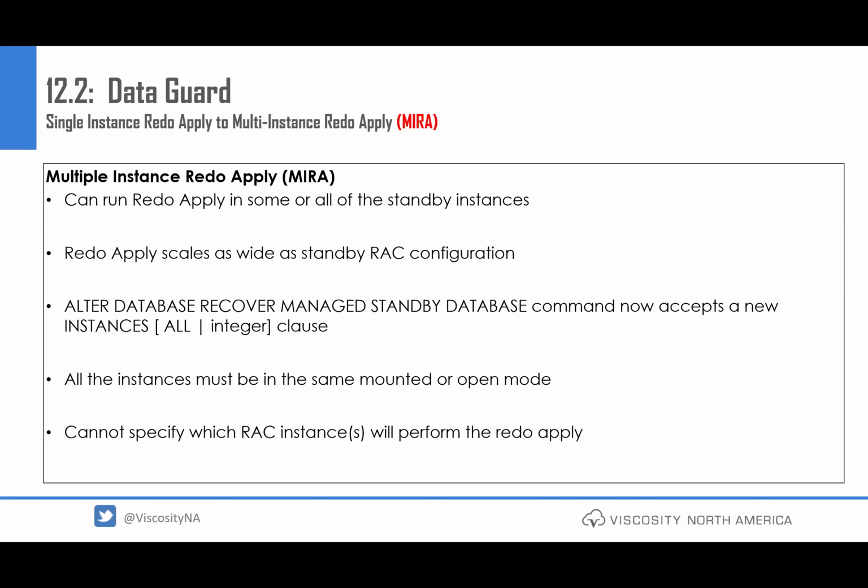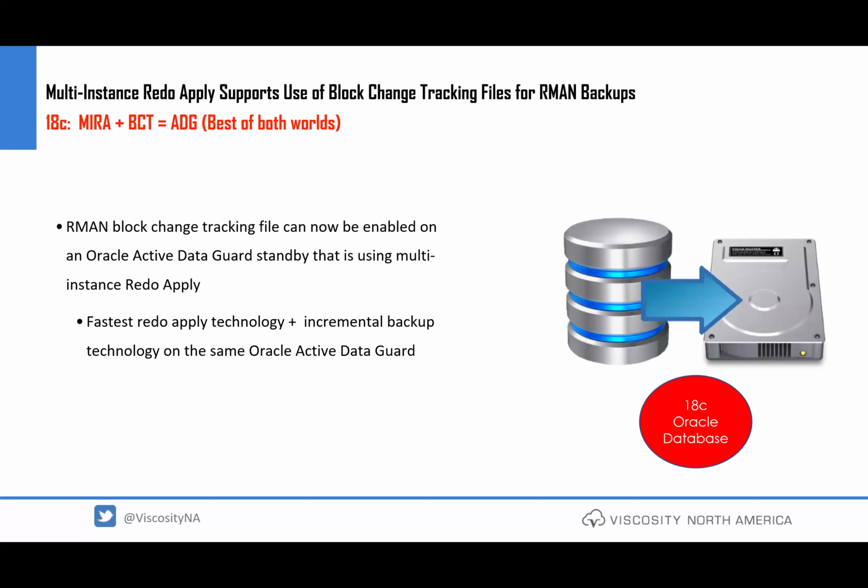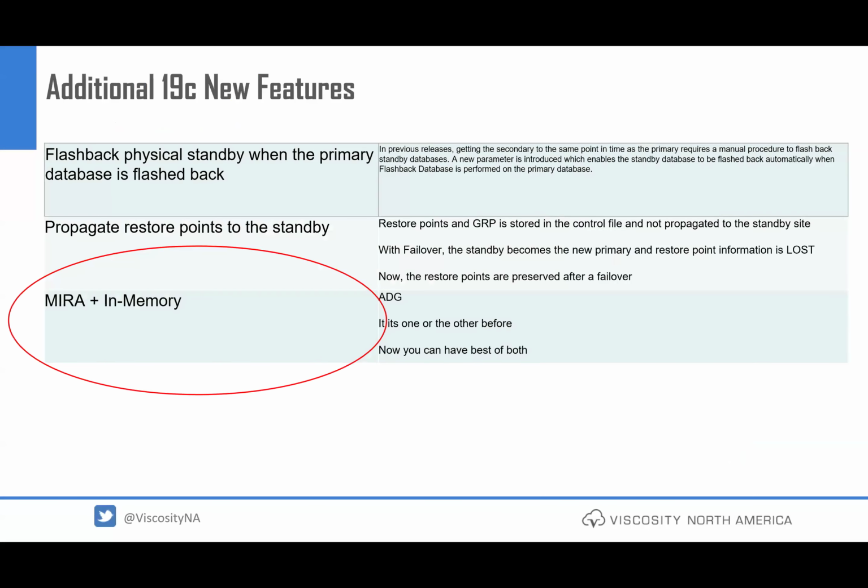And so 12.2 was when they first introduced it, but it had some limitations, like anything else, like block change tracking. You couldn't do block change tracking with MIRA. So in 18c, they introduced block change tracking capabilities. And in 19c, they also made it so you can do in-memory with multi-instance redo apply.